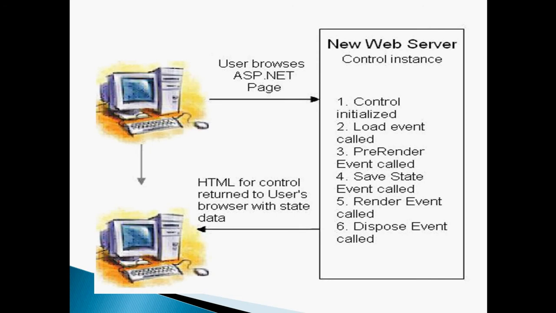We can actually see the page lifecycle by an attribute present in the page directive of the ASP.NET page: the trace attribute. If we make the trace attribute value true, then at the time of execution we can see the page output as well as all the events that are raised at the server side. Let's see how the events are raised. For this, just open your Visual Studio and the ASP.NET page.